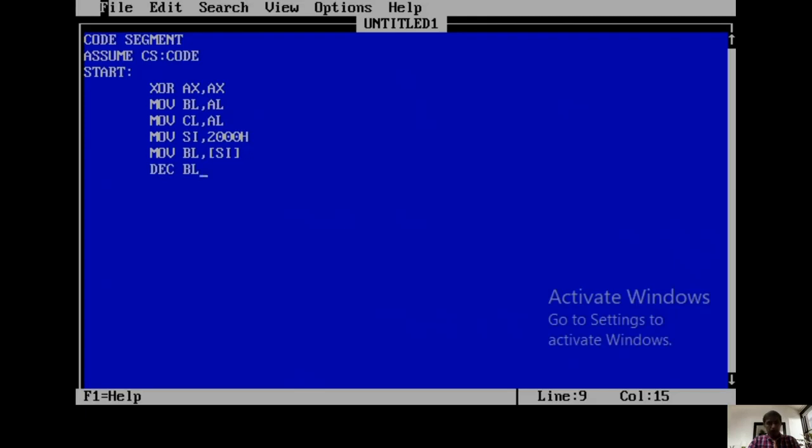If N is the count, the number of iterations should be N minus 1 only. For that I am decrementing BL. Then what is the next step? Move CL comma BL. So in this instruction, what happens? My BL is N minus 1, and CL is also equal to N minus 1.